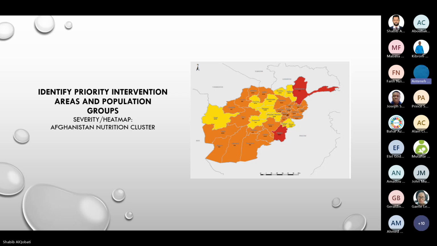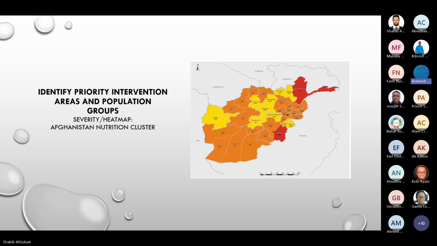Of course, we look at also the magnitude of need. So based on this analysis of the severity, the magnitude, and also response capacity, and a number of other operational challenges, we can also identify priority intervention areas and population groups. So we have some discussion about this at the intersectoral level.